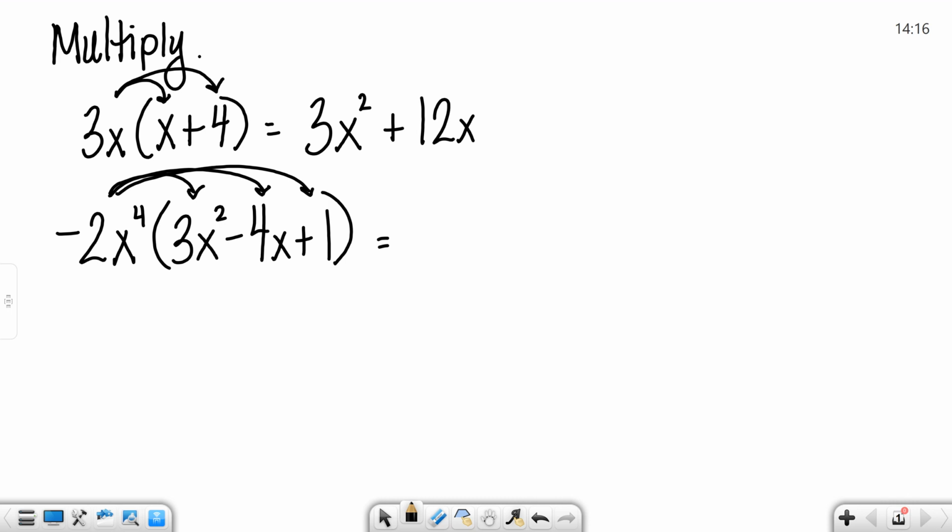So negative 2 times 3 would give me negative 6. X to the 4th times x squared, we add the exponents. Negative 2 times negative 4 would give me positive 8. X to the 4th times x to the 1st, we add those exponents. And then negative 2x to the fourth times positive 1 would be negative 2x to the fourth. And so that would be our final answer there.